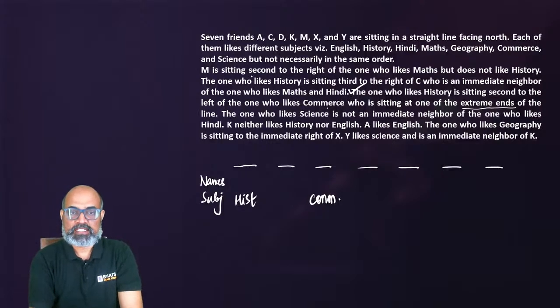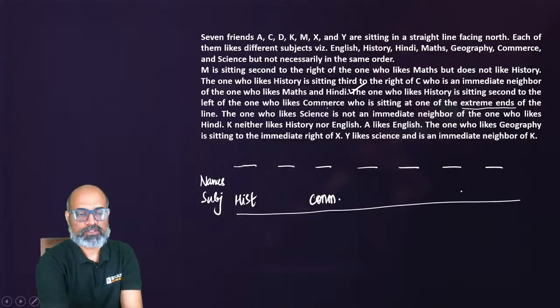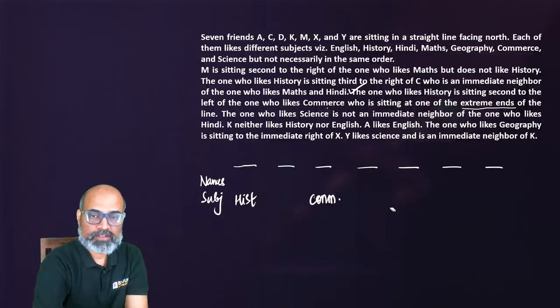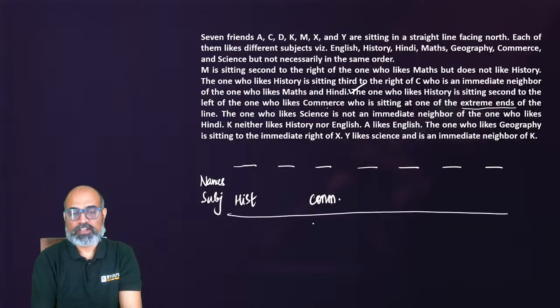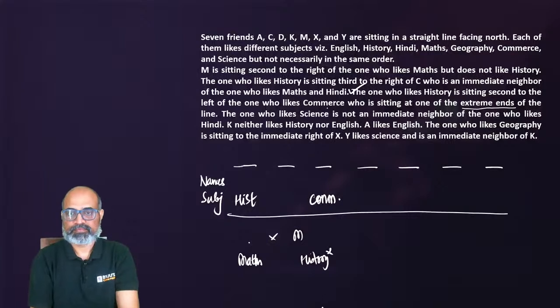Okay. Now M is sitting second to the right of the one who likes maths but does not like history. So M doesn't like history, but wherever M is, we can't fill it out here, right? Can't fill it. So I'm just going to write it beneath. So M is sitting somewhere second to the right of the guy who likes maths, and this guy doesn't like history, right?